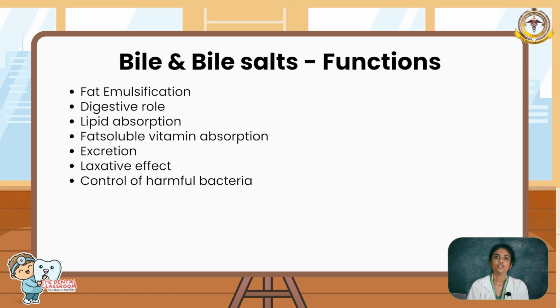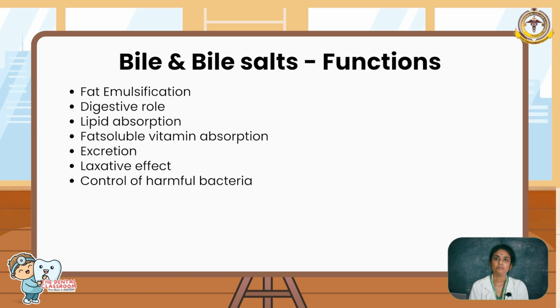Now we are going to see about the functions of bile and bile acid. The main function of bile and bile acid is that it helps in emulsification. Emulsification is nothing but breakdown of the lipids into smaller droplets. Next we are going to see about the digestive role, and the next function is lipid absorption. The next functions are neutralizing stomach acid, cholinergic effect, prevention of gallstone, cholagogue action, regulation of bile salt synthesis, and lubrication.